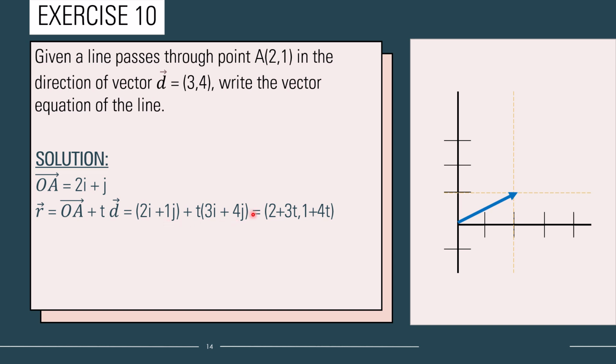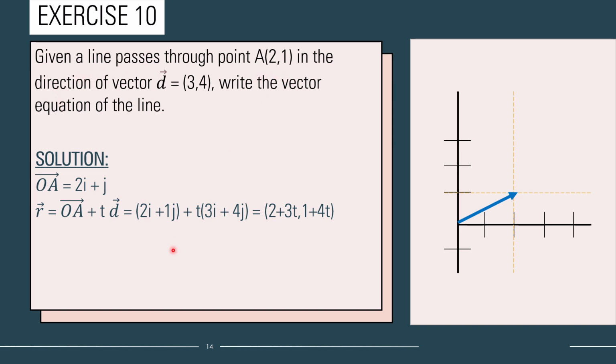And when you add it, you get 2 plus 3t and 1 plus 4t, removing i and j, of course. It's basically (2 plus 3t)i plus (1 plus 4t)j. You just write it in the points form because the question is in the points form. So this is the line equation for the line which is passing through a particular point.